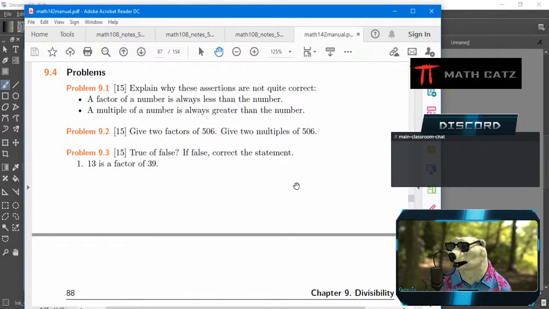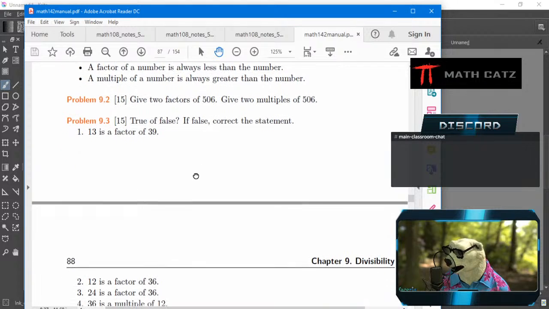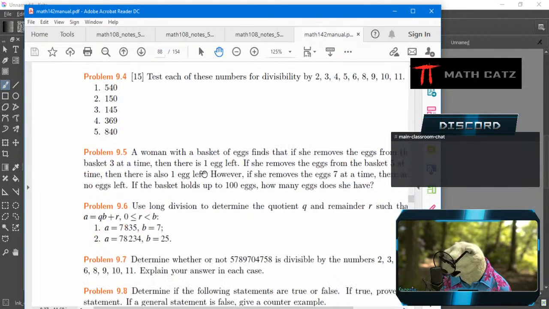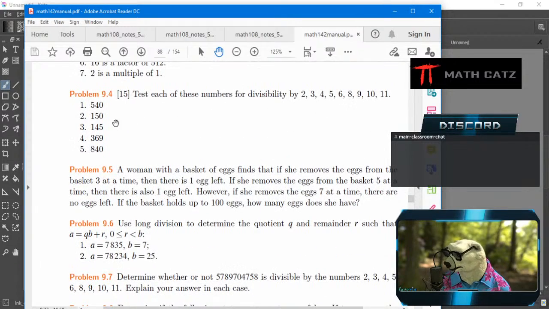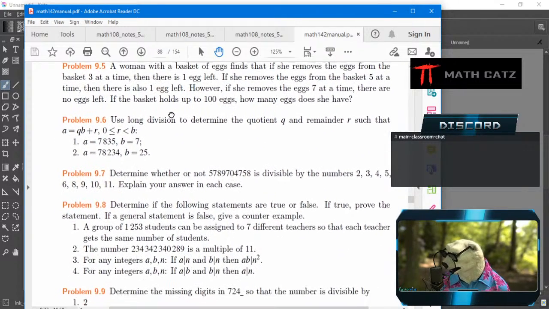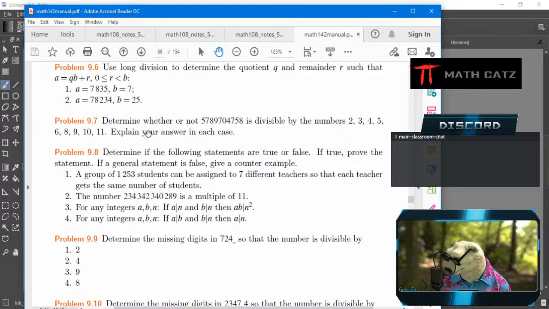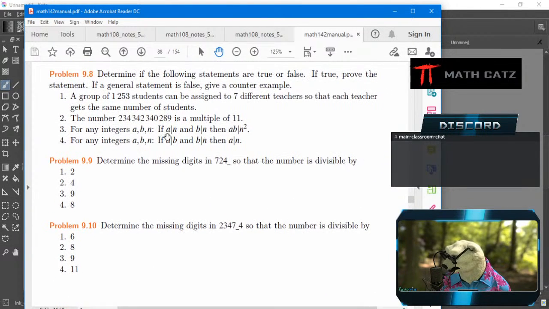Let's quickly look at the problems. These problems are really good tests to see if you really understand what's happening here, especially something like 9.1, 9.2, 9.3. They're all good. More tests for divisibility, smallish numbers. 9.5 is nice. People underestimate that one. You can practice some long division in 9.6. 9.7 is like our exercise. 9.8, if you don't like the general statements here, you don't have to worry about them because we're not getting tested on that.